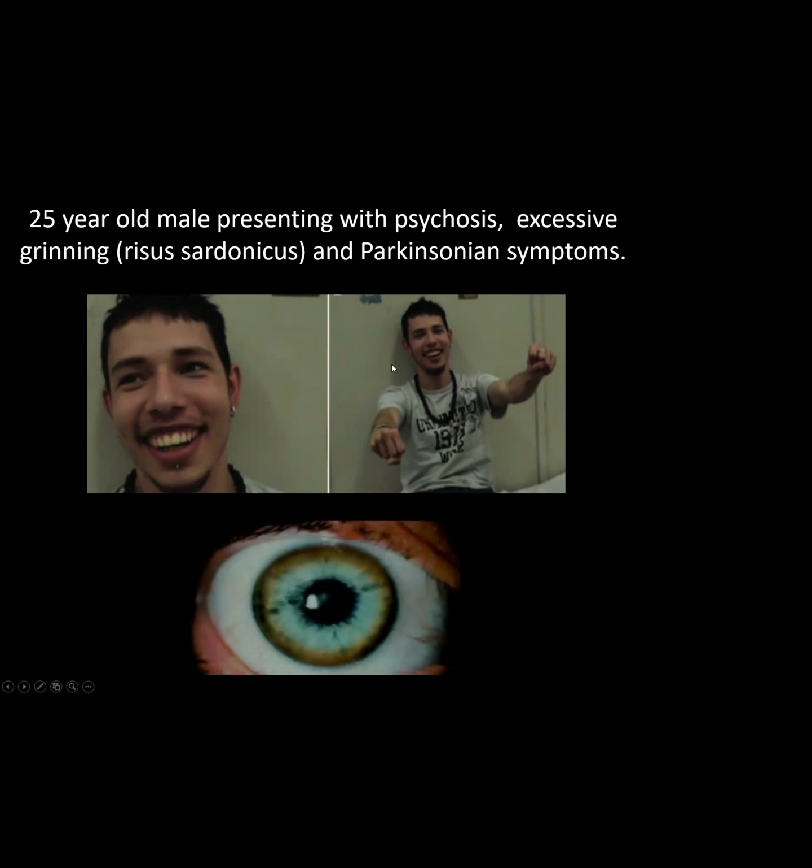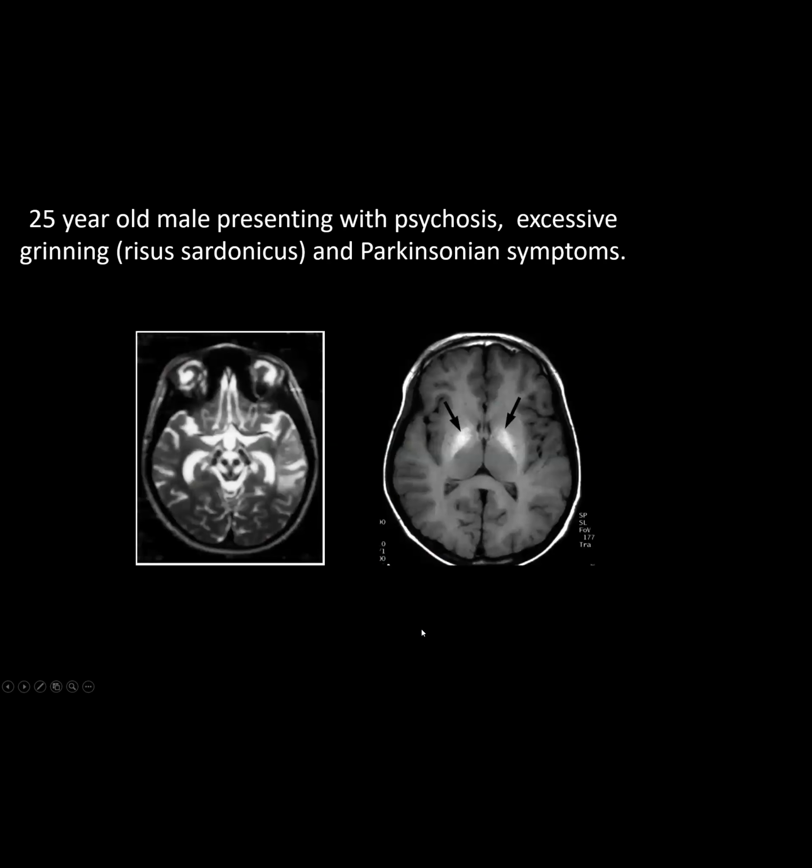So you have your question stem over here: psychosis, risus sardonicus, movement disorder. They have this abnormal ring when you look at their eye. And this is a T1, really bright signal in the basal ganglia, and it's kind of a funny signal within their brain stem. So what do you think the best answer choice is for this? Wilson. Exactly, right.